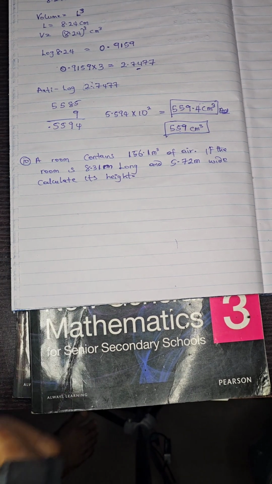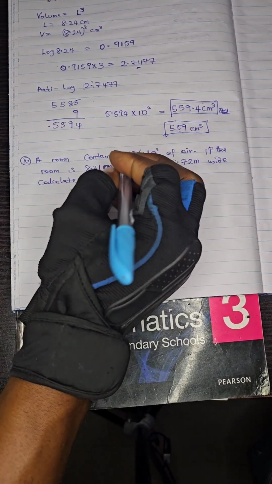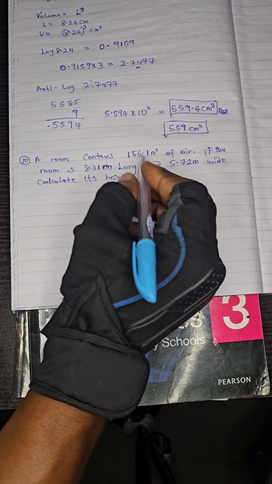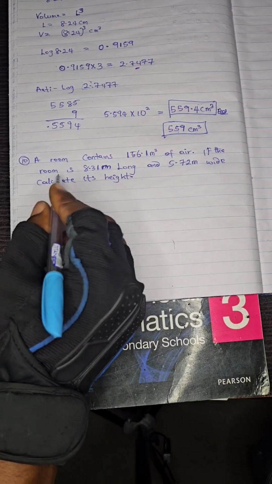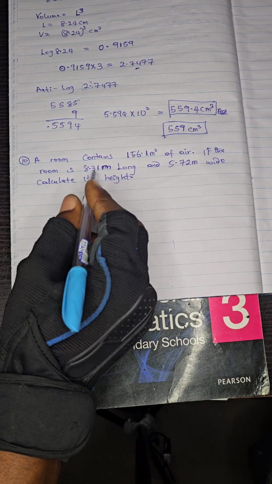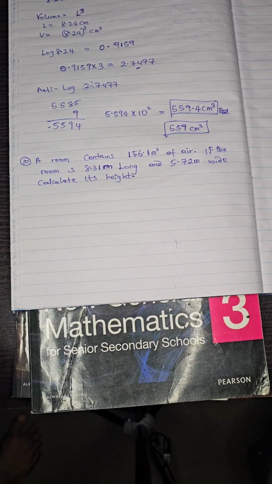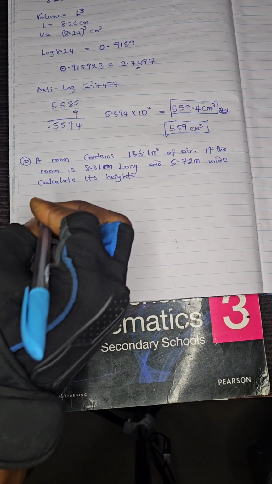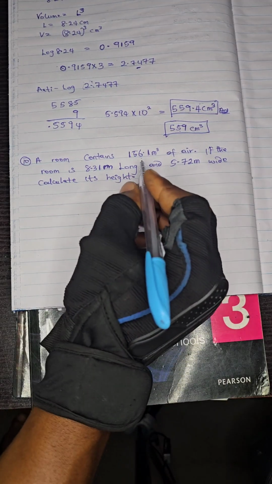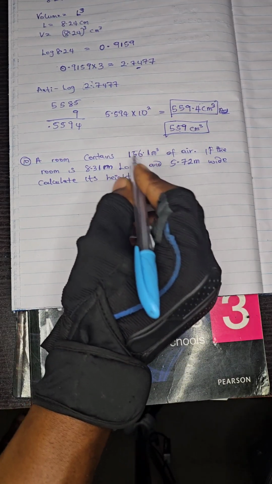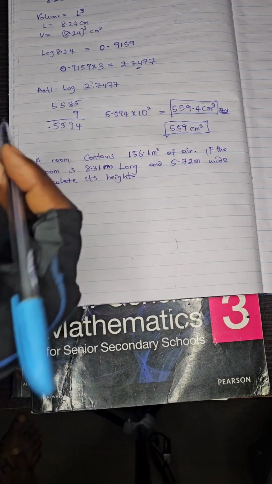The same exercise 1M, number 10. It says a room contains 156.1 meter cube of air. If the room is 8.31 meter long and 5.72 meter wide, calculate the height. So what are they trying to say? When they say that the room contains this, that's where the word problem comes in. You use your logic to understand what they are saying. It means that the volume of the room is 156.1, because the volume is the air inside the room.